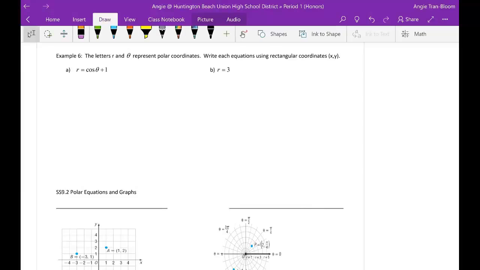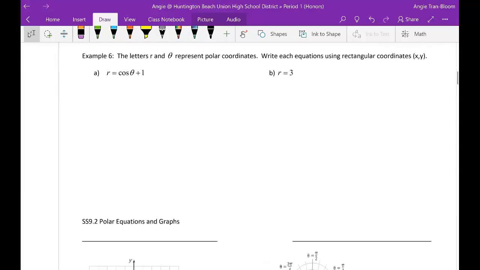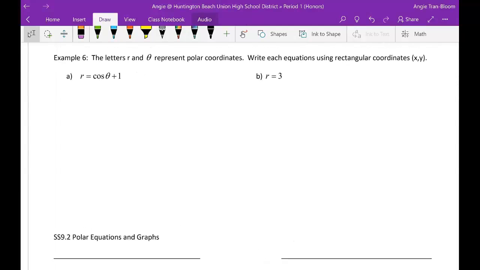Before we start, we will write down some key things that are important for us. The first thing that I'm going to remind you is r squared is always x squared plus y squared. Another important one is x equals r times cosine of theta. And another is y equals r times sine of theta. These three things are so important for converting polar to rectangular and vice versa. All right, so here we go.